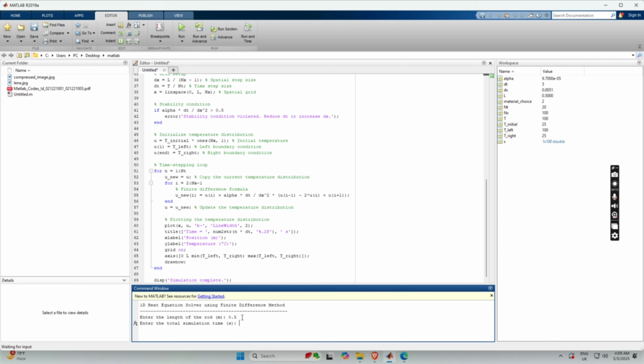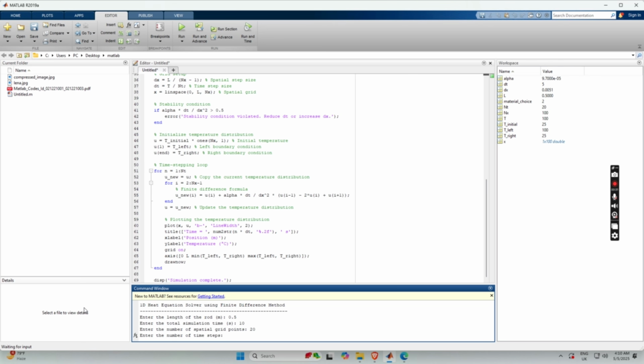Secondly, the simulation time, the time we are allowing the conductor to conduct the heat from one end to another end. Let's say the simulation will run for 10 seconds. Okay. Then comes the spatial grid points, which is the total number of discrete points I am considering over the length. I'll say it will be 20.